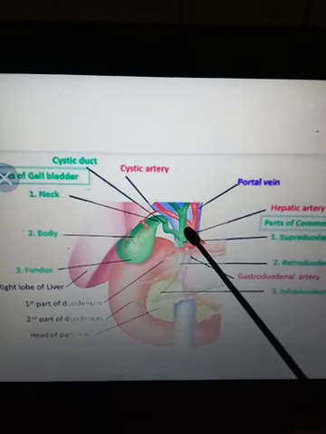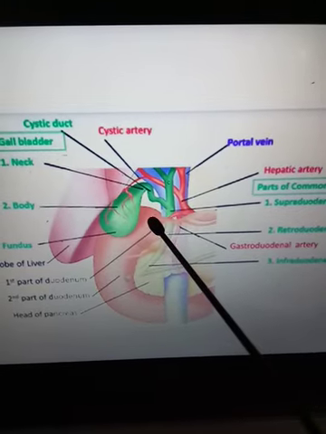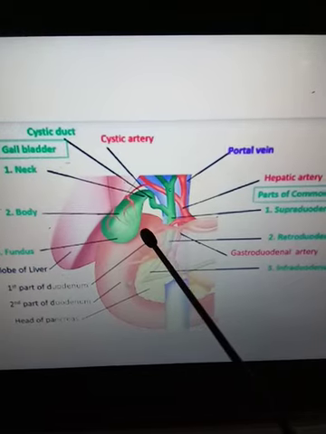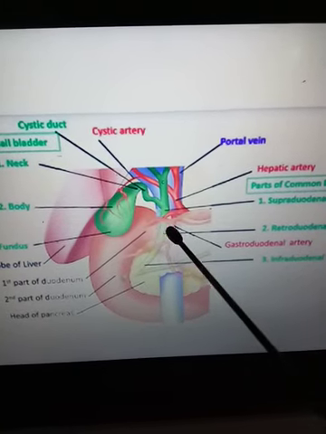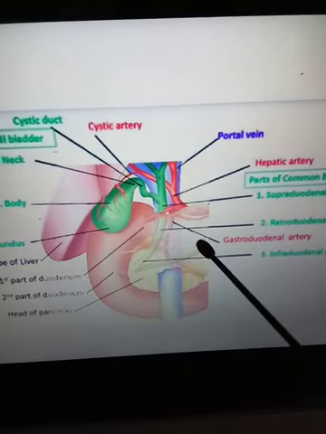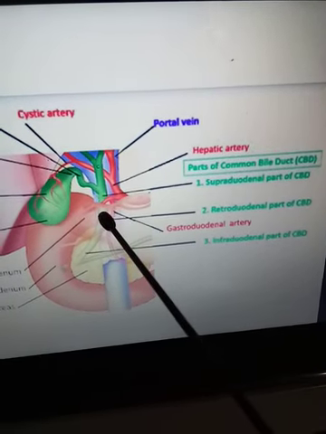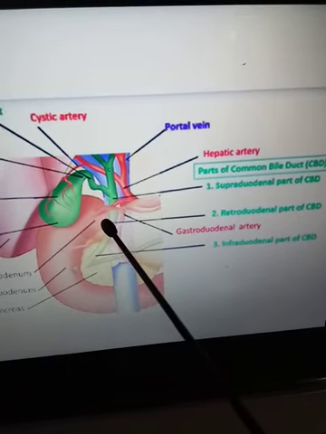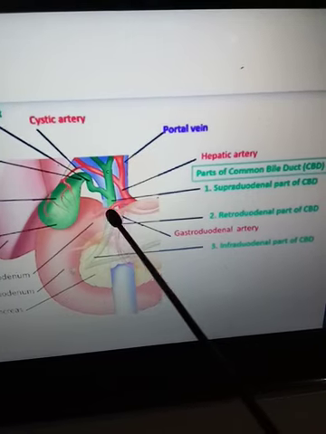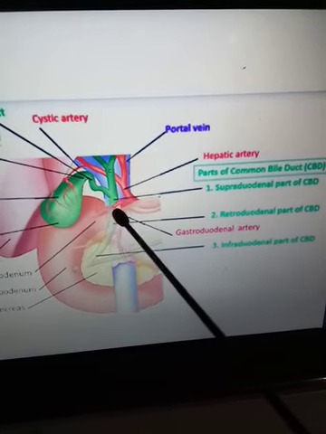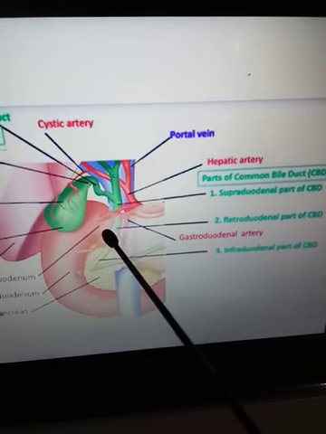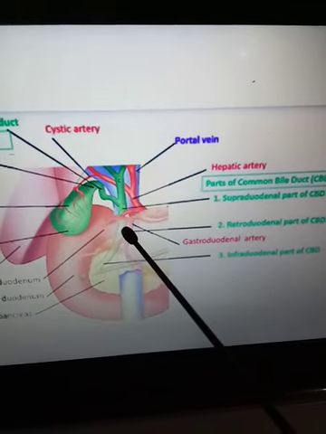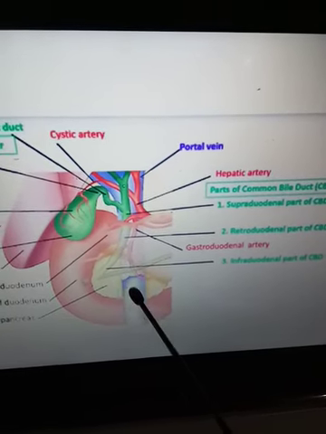That is your supraduodenal. Then you have another part जो होता है duodenum के पीछे. That is the retroduodenal part. Retro means behind. It is behind the duodenum, so it is called the retroduodenal part of the common bile duct. Retroduodenal part को anteriorly duodenum होगी, यहाँ पे anteriorly इसको duodenum होगी और पीछे से इसको होती है ये inferior vena cava.